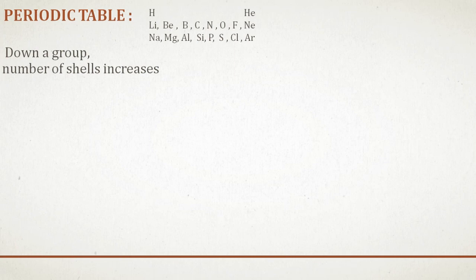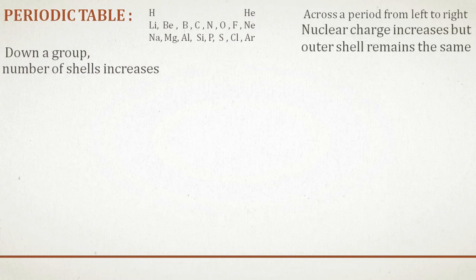For hydrogen it was only 1 shell. For lithium it was 2 shells. For sodium it was 3 shells. So the number of shells keeps on increasing. In the case of potassium there are 4 shells as well. Across a period from left to right, what happens? Nuclear charge increases but the outer shell remains the same. That means the number of shells remains the same.